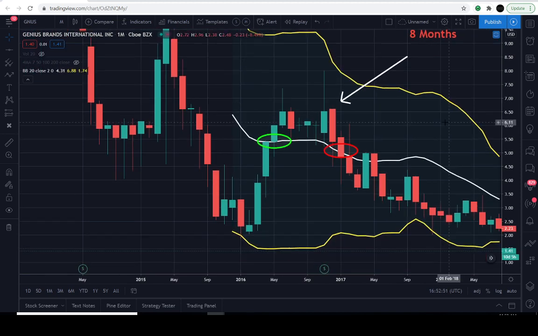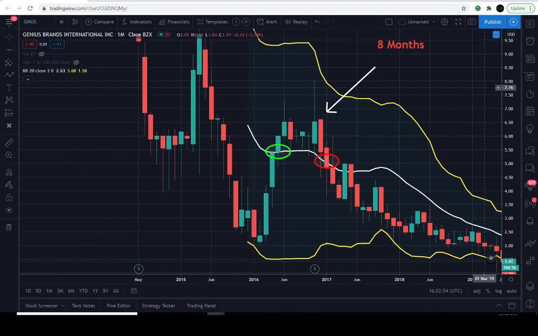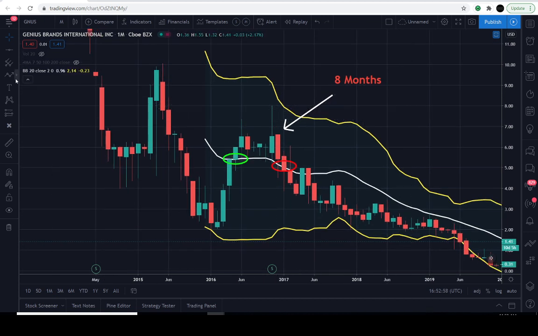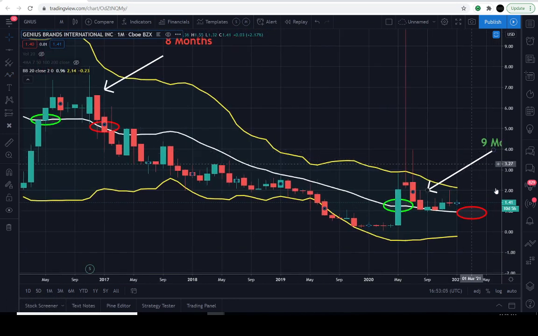Again, it's only been 8 months that the price action has ever spent above the mean average on the monthly Bollinger Bands, as far back as the TradingView data can show me here. You see it cuts off right here at December 2015. So let's crank it on over to present day.